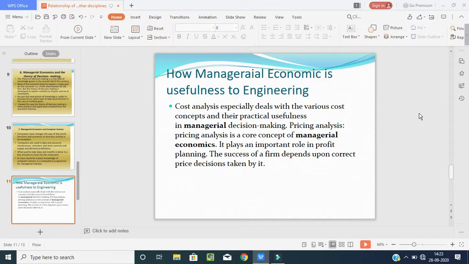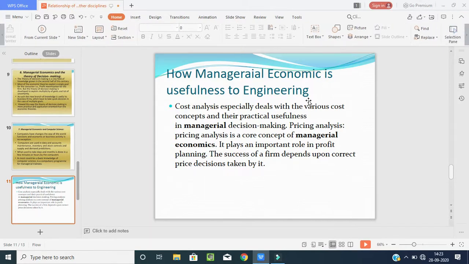So that's the reason we are saying that pricing analysis is a core concept of managerial economics. It plays an important role in profit planning. To plan the profit, how many employees are needed, how much raw material is needed, what sort of technology or methods we have to use, what sort of machinery we have to get, how we are going to make the output of the product, how we are going to sell it, how we are going to advertise it, how we are going to bring awareness in the minds of the customers. All these activities will be carried out by the engineers, so they have to play the role. That means they will calculate how much amount is needed from the raw materials to the finished goods.